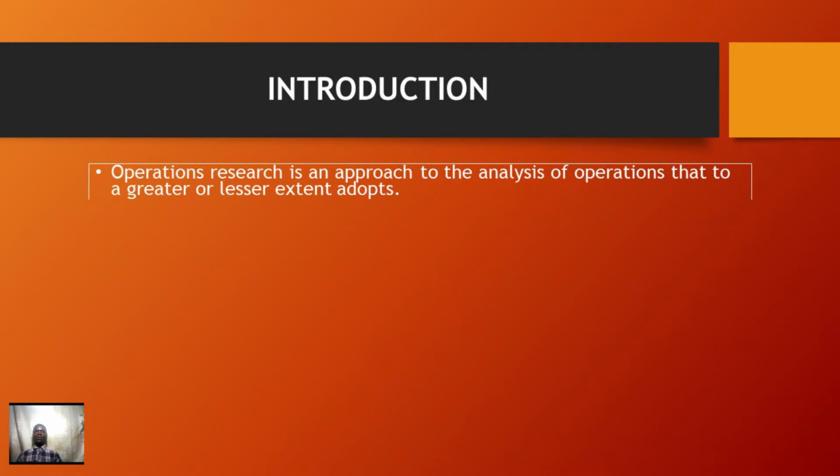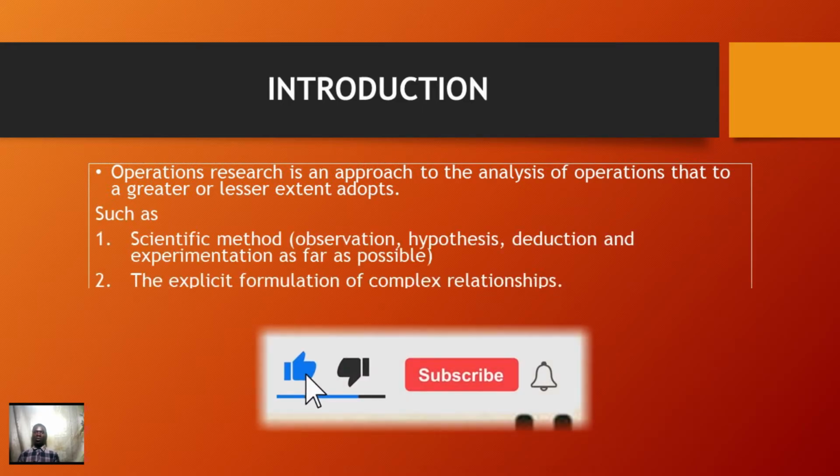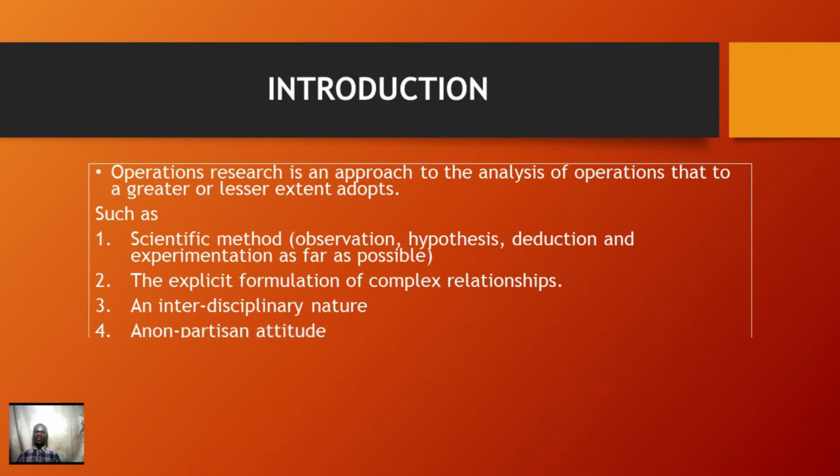So it involves things like the scientific methods, where we look at the observation, the hypothesis, the deductions, the experimentations, and different things as far as possible. It also looks at the explicit formulation of complex relationships. It can also be interdisciplinary in nature, in that it involves teams of different personnel with different backgrounds, where we look at the engineers, the mathematicians, the scientists, and so forth. So that is operations research.